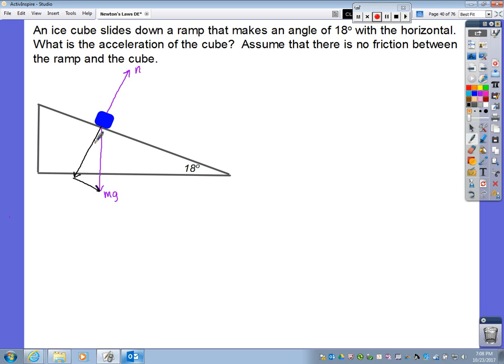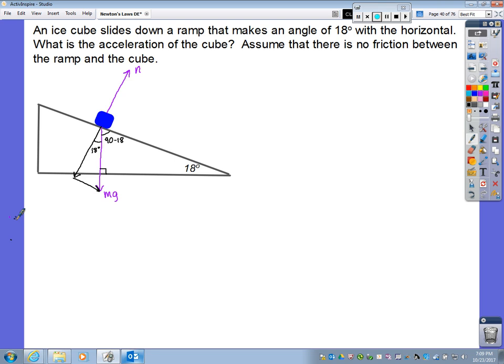We also need to know what this angle is. If we look carefully and remember our geometry, this is a right angle because mg is straight down. So this angle and this angle have to add up to 90. So this is 90 minus 18. And this angle will be 18 degrees.